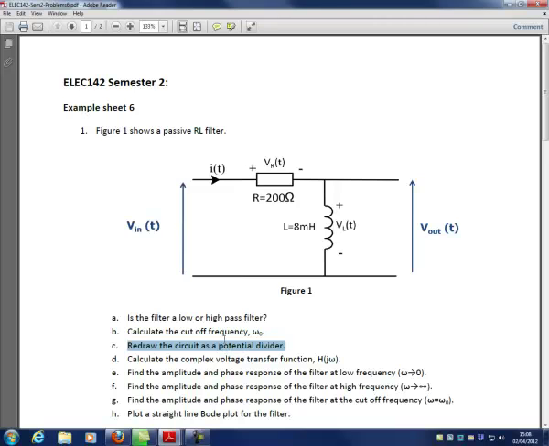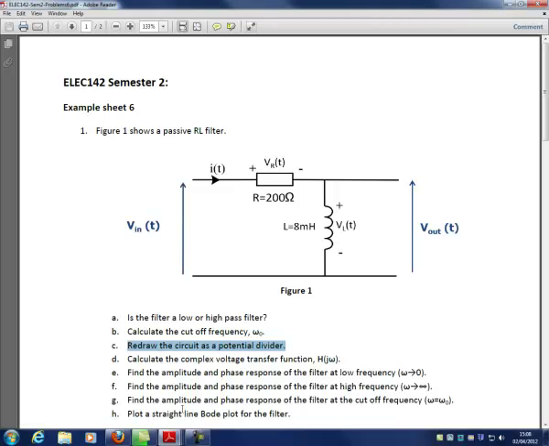I could have just said, and you'll see in the later questions, I'll say, is it a low or high pass? What's the cutoff frequency? Find the complex voltage transfer function and draw a Bode plot as the frequency changes. This time, because it's the first question, you're being guided through it a bit more step by step.